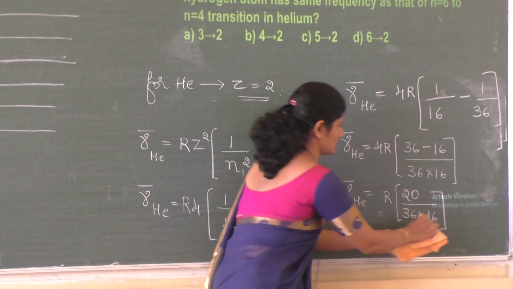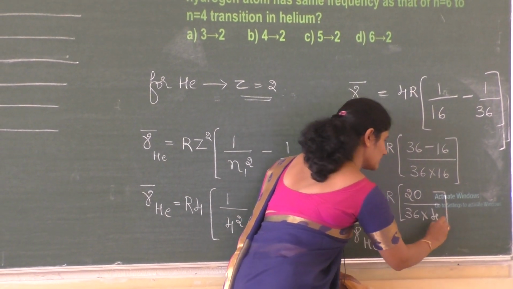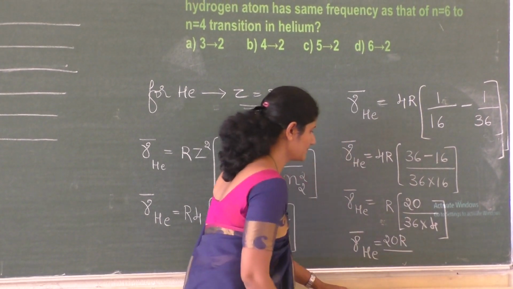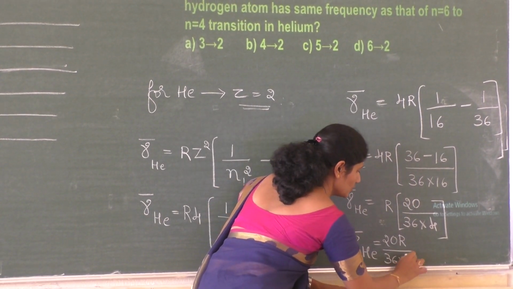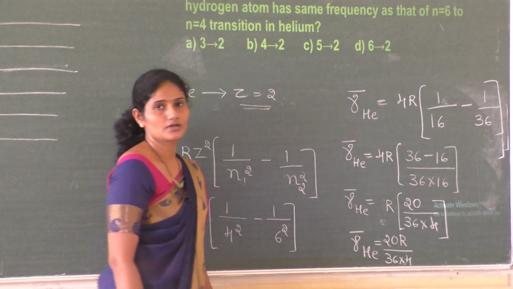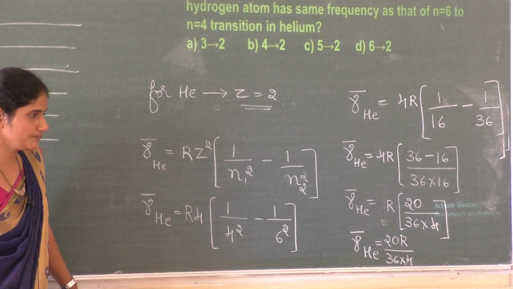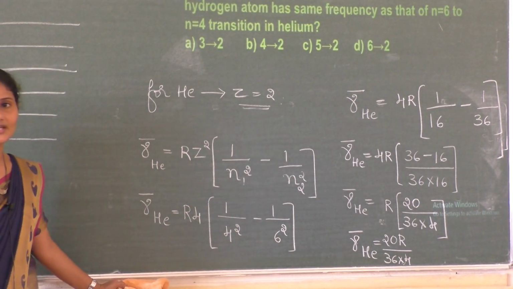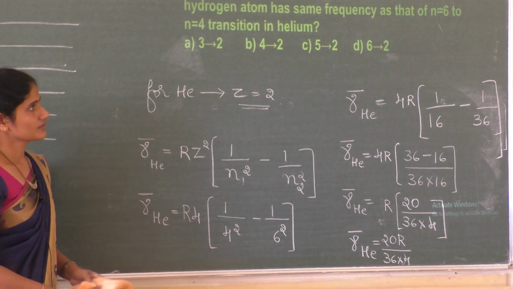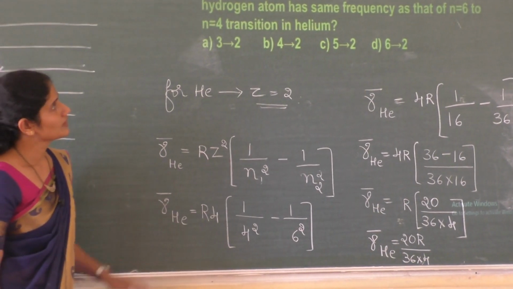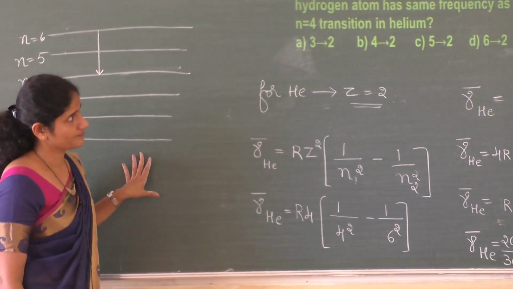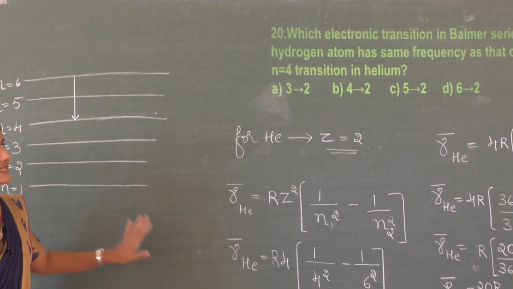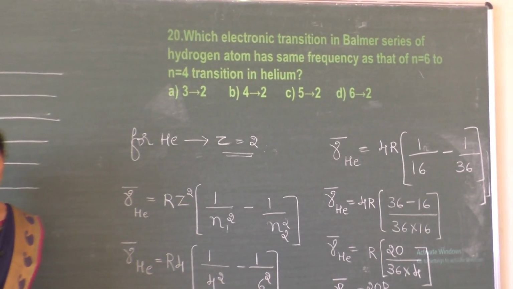So 4 ones are 4, 4 fours are 16, so 20R divided by 36 into 4. So in case of helium, nu bar is equal to 20 into R divided by 36 into 4. This is for helium. For hydrogen atom, which electronic transition in Balmer series of hydrogen atom has the same frequency as that of helium atom?